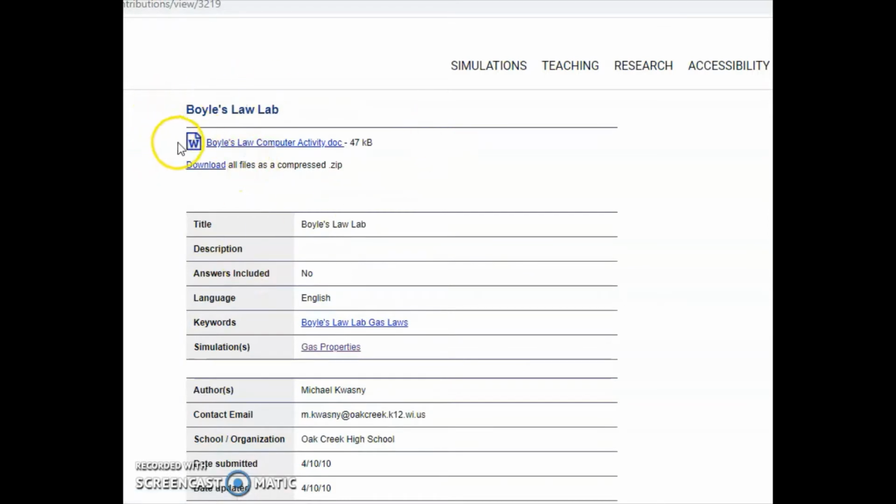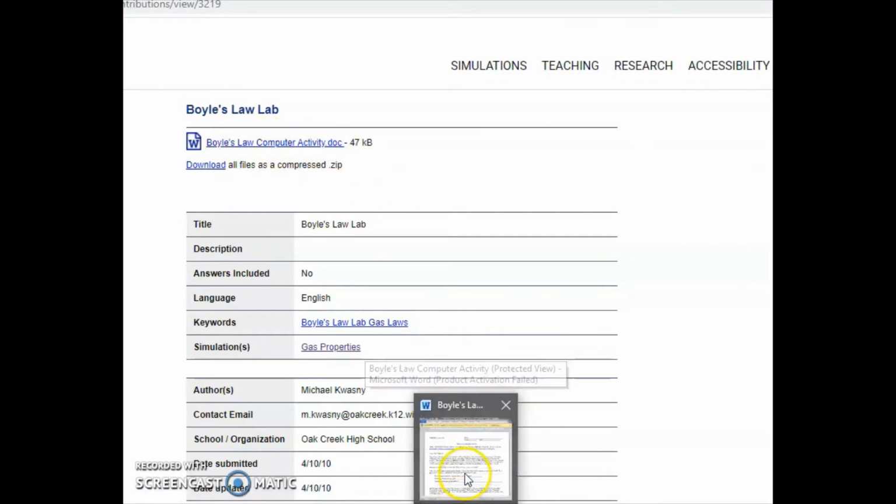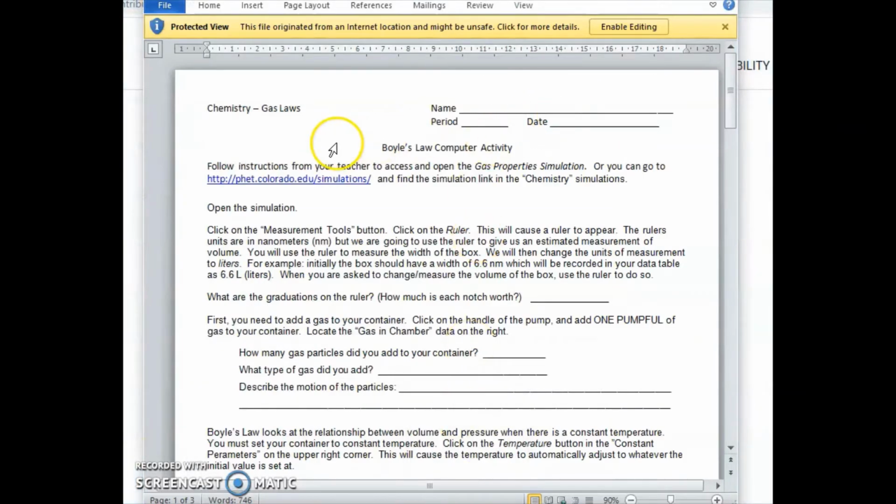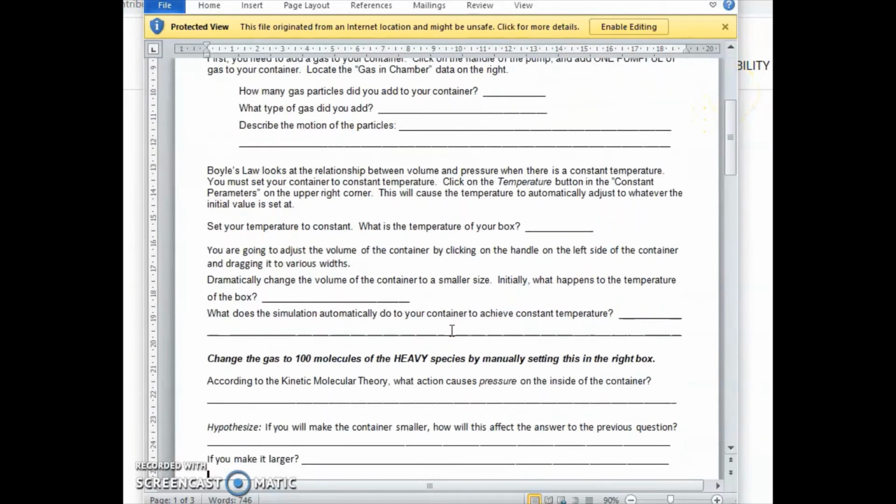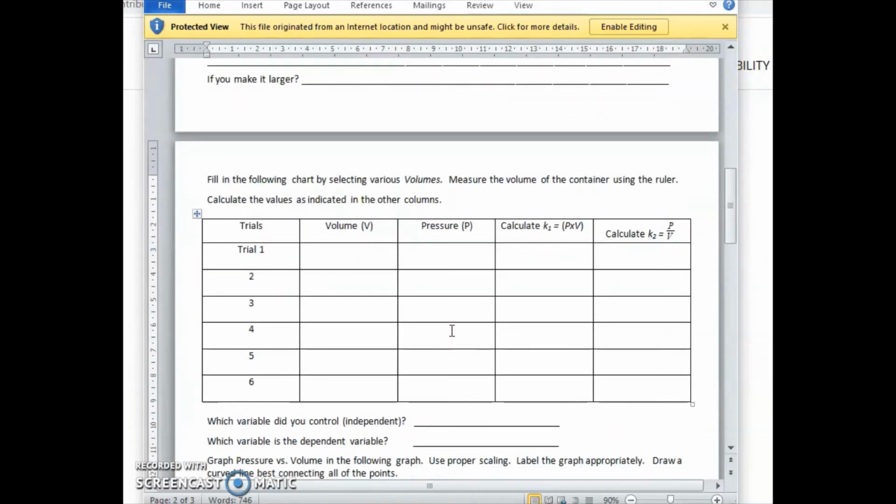Now it shows a Word document of the computer activity, and I have downloaded the Word document of the experiment report. So this is how we utilize the simulation. I will show you the data that will be completed by the students when they use the PhET simulation.